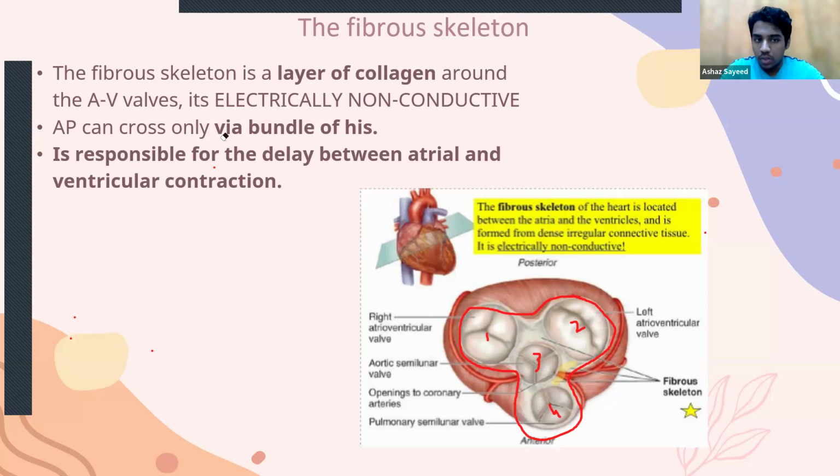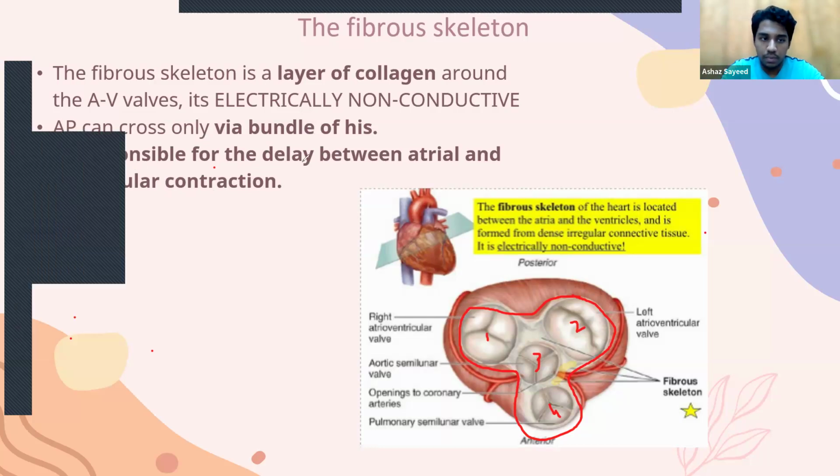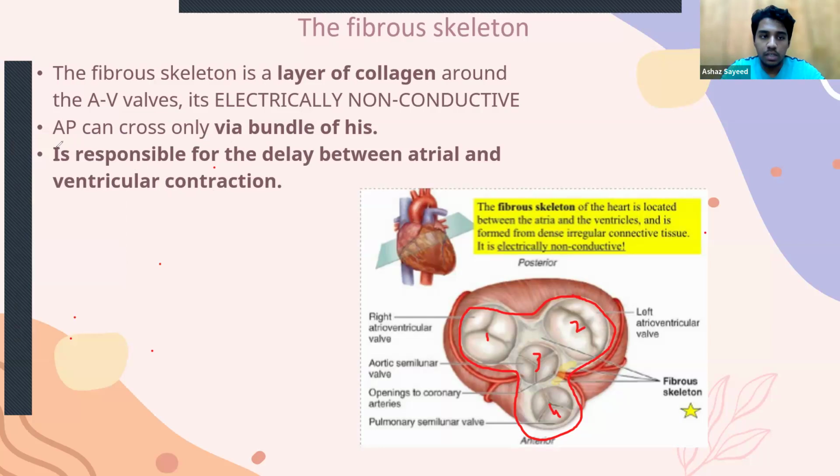Action potential can cross only via something called the bundle of His. Remember these two points from this slide. Action potential can cross via the bundle of His. That's one thing. And this delay is responsible for the atrial-ventricular contraction, because the atria contract first and then the ventricles contract.